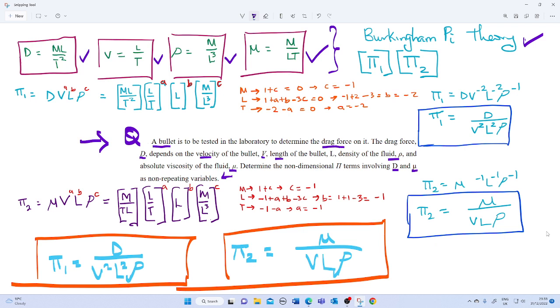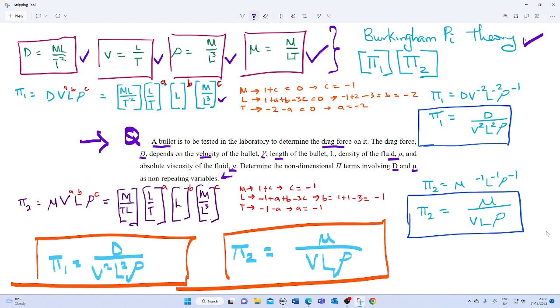Now, by using the same dimensional parameters, as we were given to know that the drag should be the non-repeating variable, our pi 1 by using Buckingham Pi becomes D V raised to power a, L raised to power b, rho raised to power c. As D is non-repeating, it is not carrying any power. So by transforming it into the pi terms, it becomes this particular value.